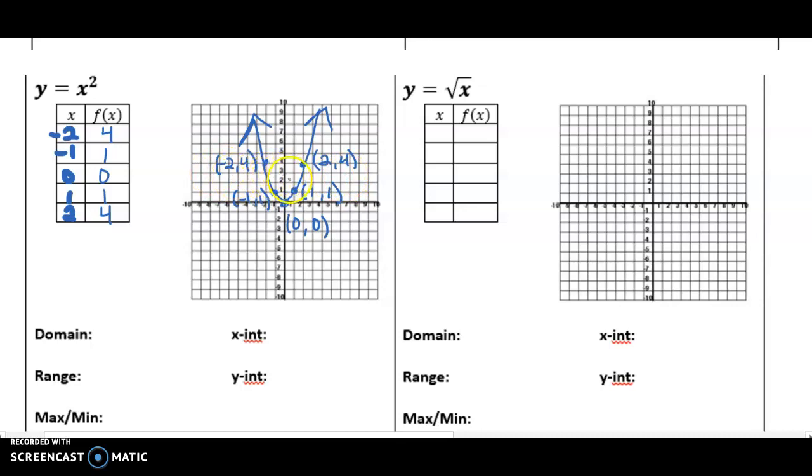Same with (-2, 4). Why is it important? Honestly, if you want to think about what the next point would be, if we're at an x value of 3, well, 3 squared is 9. And so I would have a point here. (-3, 9) would also be a point on my graph. Things to keep in mind.